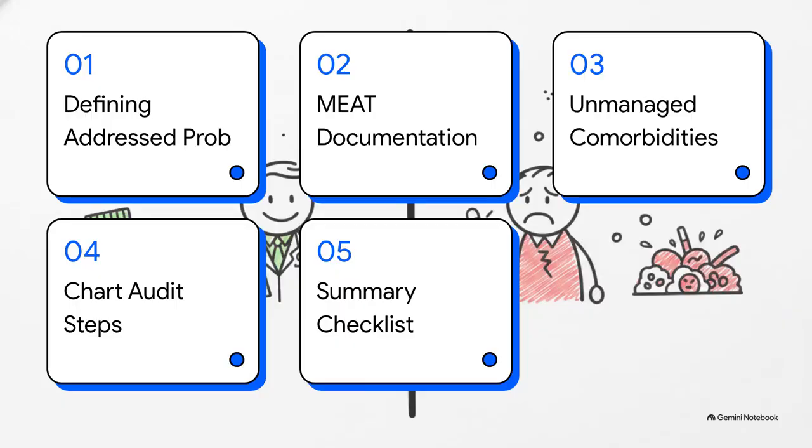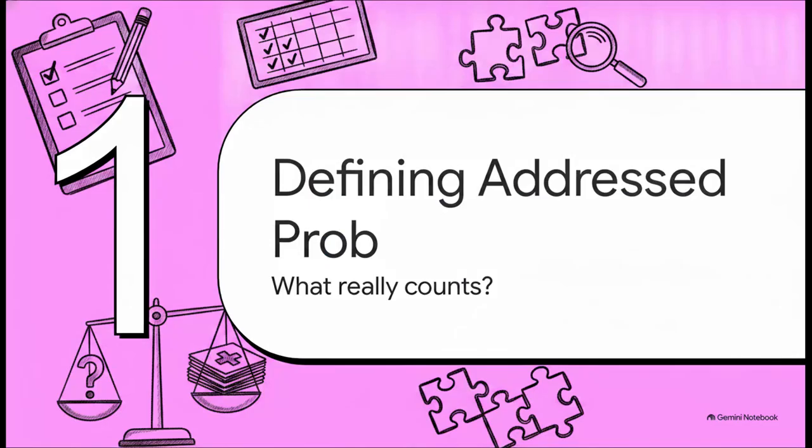Here is our playbook for today. First, defining the addressed problem. Second, MEET, documenting active management. Third, identifying unmanaged incidental comorbidities. Fourth, a step-by-step chart audit. And fifth, the auditor's summary checklist. Section 1. Defining the addressed problem. What really counts in E&M coding?